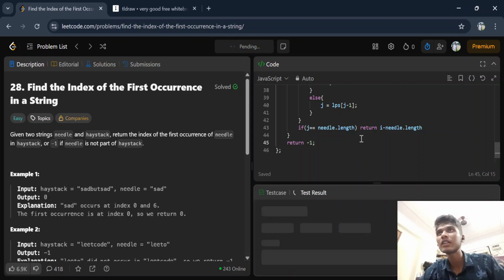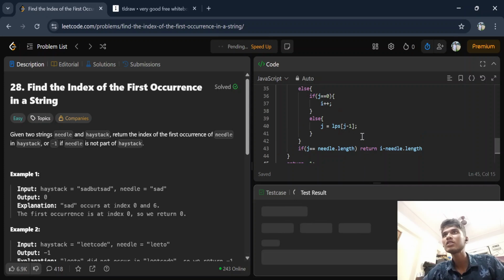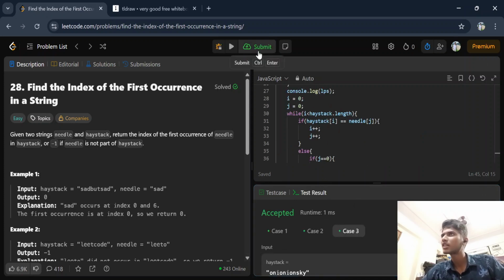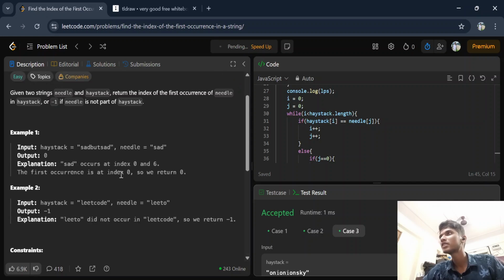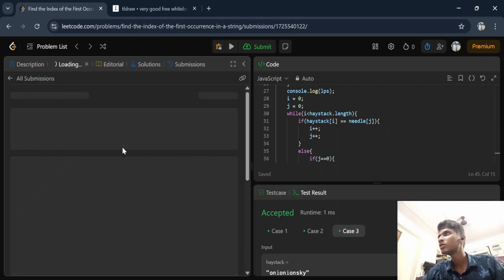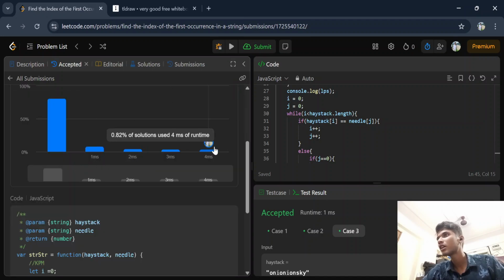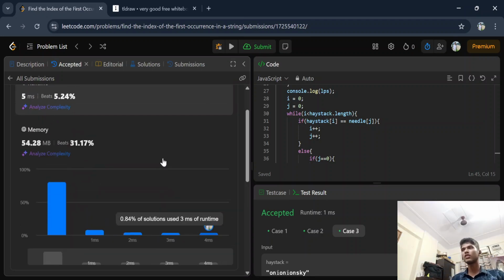So I'm running it and seeing whether there is an error or not. See, it is running and accepted, and if I submit it, it should be accepted. So all the test cases are accepted. Let me see if there is any error. See, this is working perfectly fine, and this time we did it in O of n.